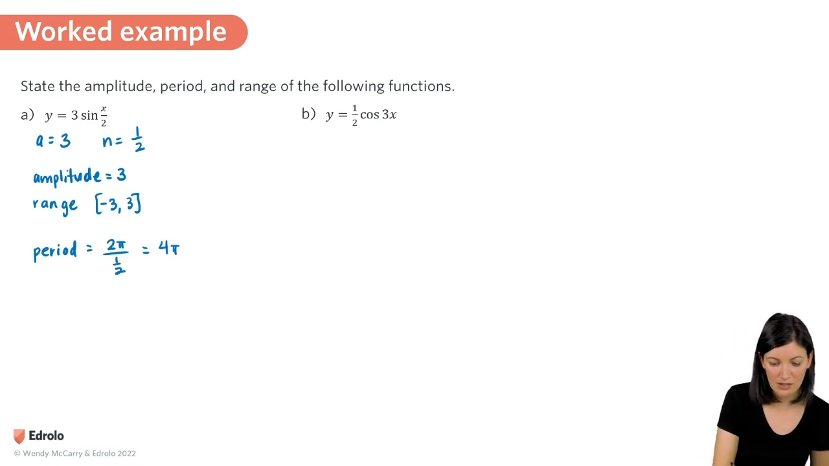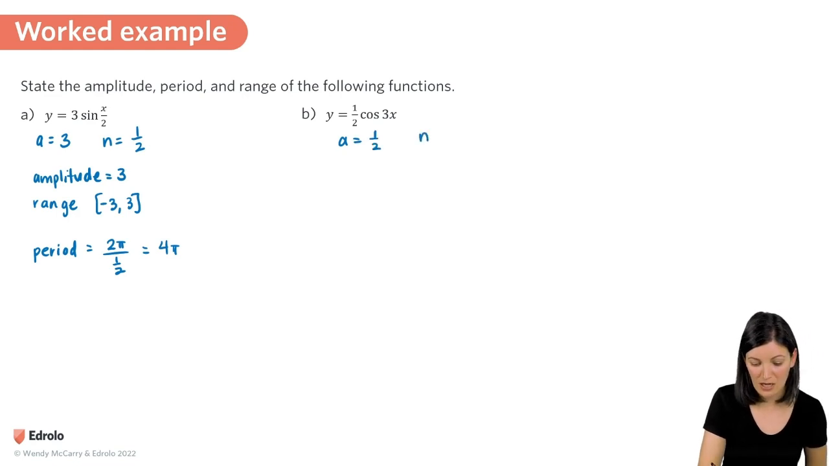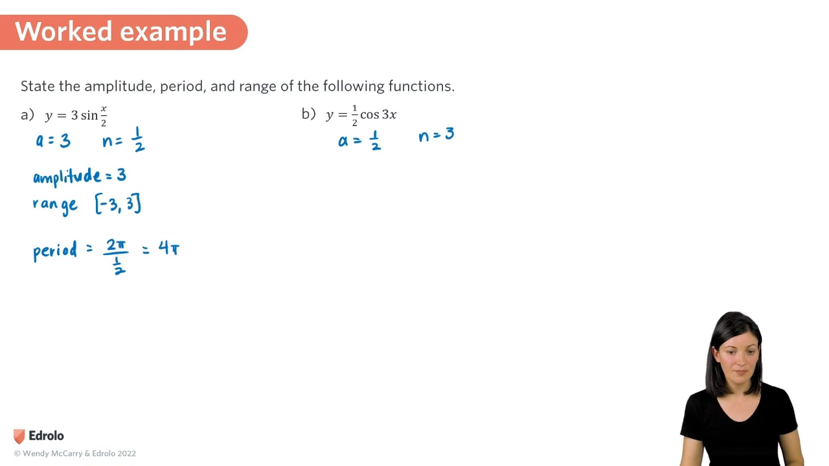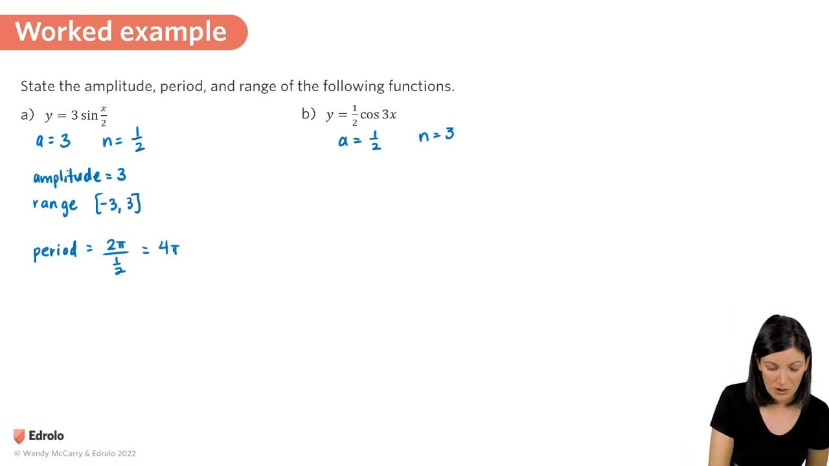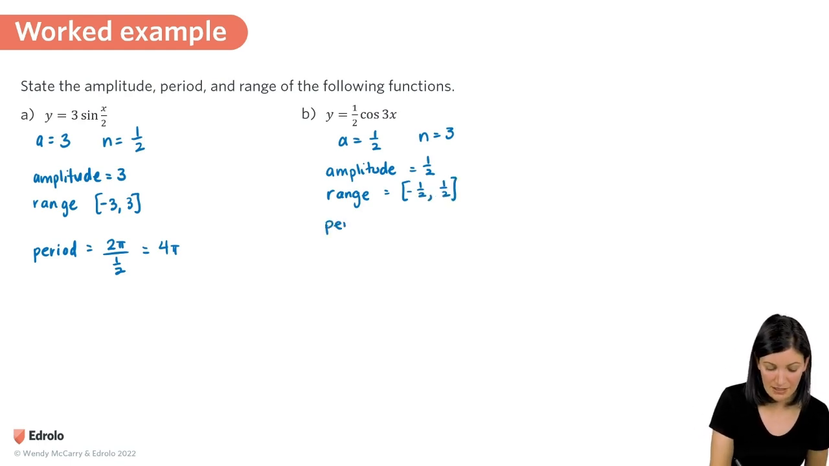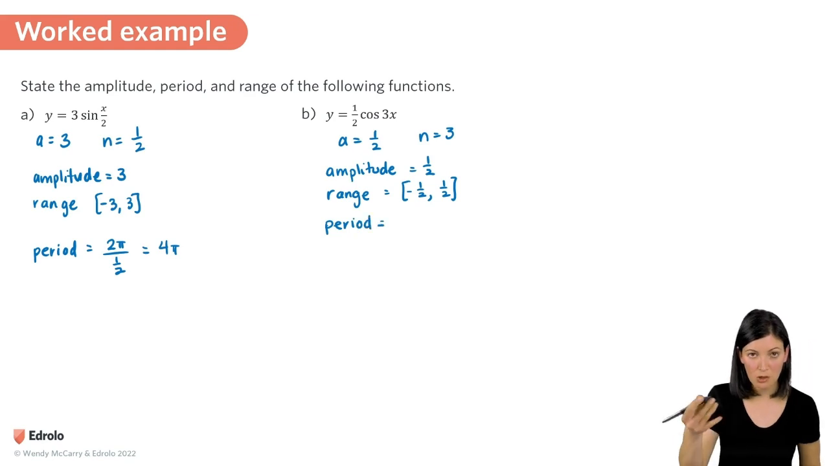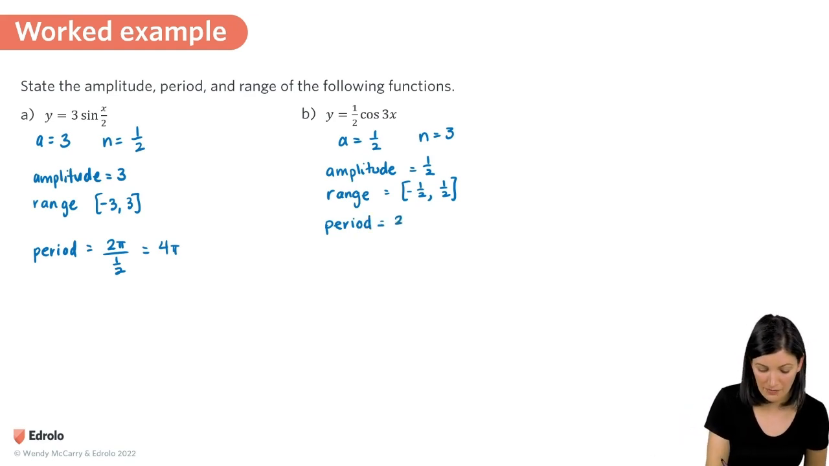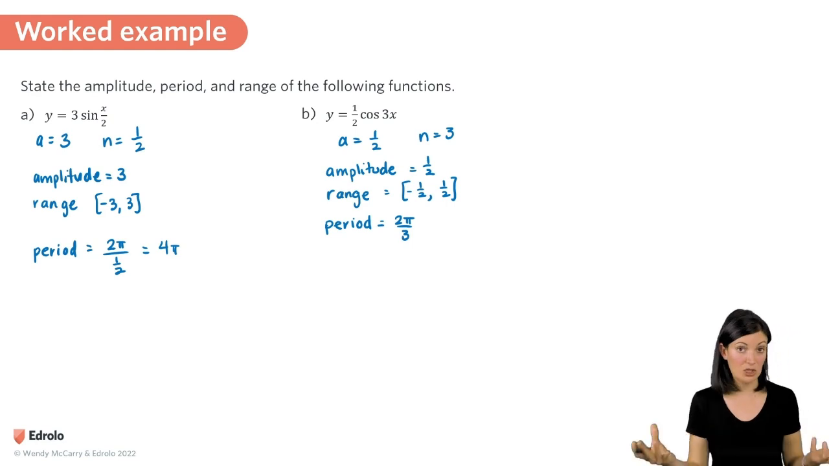So again, I'm just going to start this off by identifying A, which is a half, and n, which is 3. Okay, so the amplitude then is a half. And then from that, I can also tell that my range is between negative a half and a half. Okay, and my period is going to be 2 pi divided by n, or 2 pi divided by 3, which is just 2 pi divided by 3.